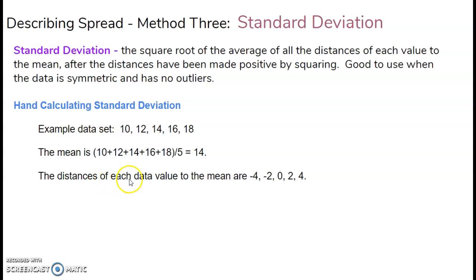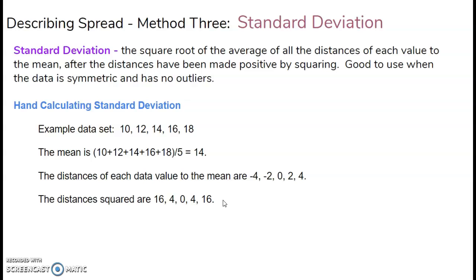Next, the distances of each data value to the mean. If my mean is 14, then 10 is down 4, so minus 4. 12 is down 2 from it, so minus 2. This one's on the positive end, 2, and this one is 4 up. So here they are: negative 4, negative 2, 0, 2, and 4.